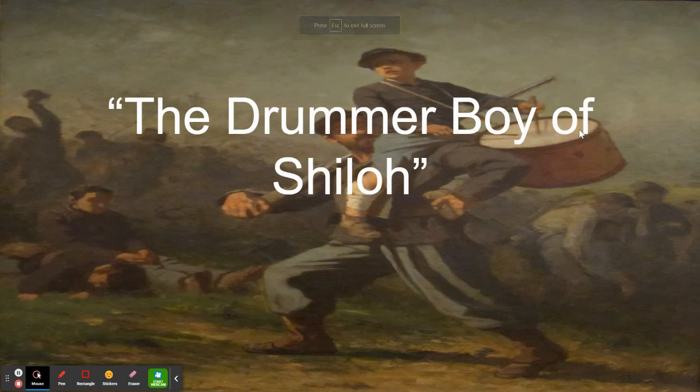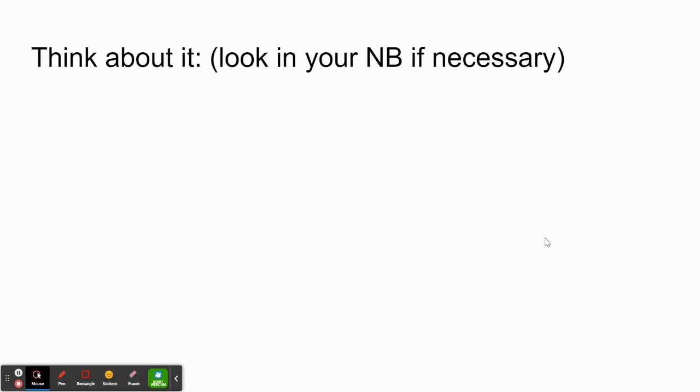Today we're going to be reading a story with your partner called The Drummer Boy of Shiloh. This story is a good example of the departure, which is the part of the hero's journey that you're writing for your narrative. So before we start reading, I want you to just think about this. Just think about what are the 3 steps of the departure.